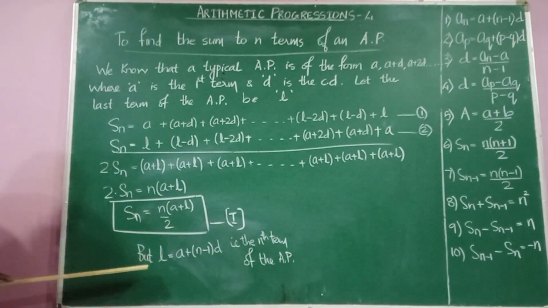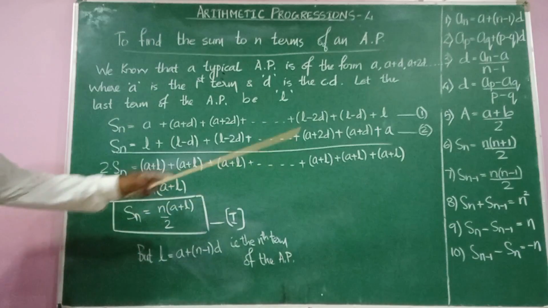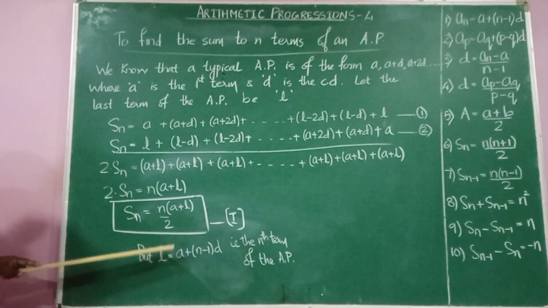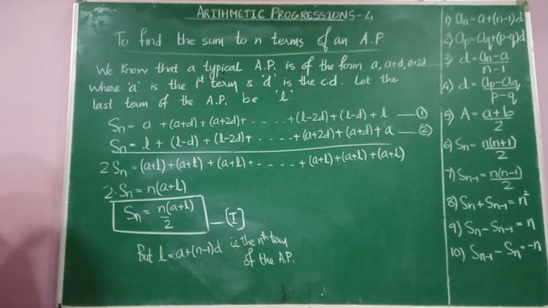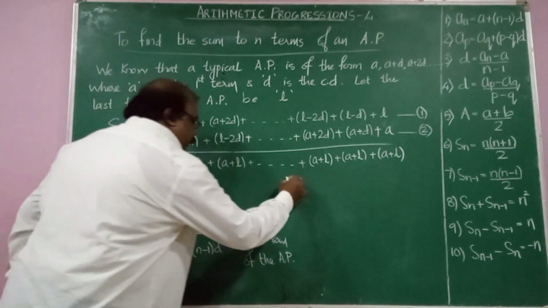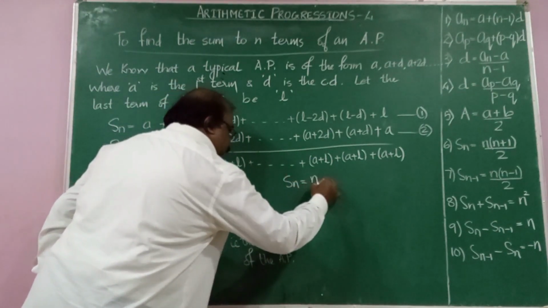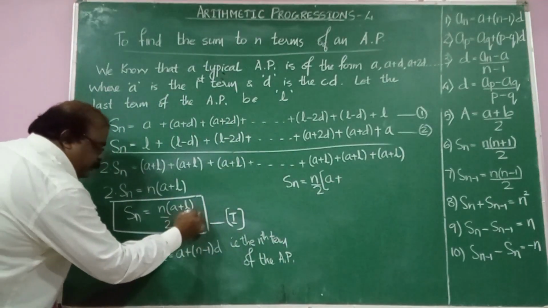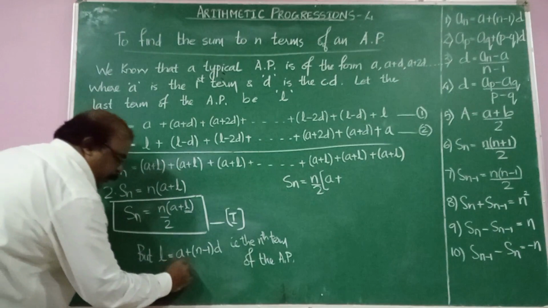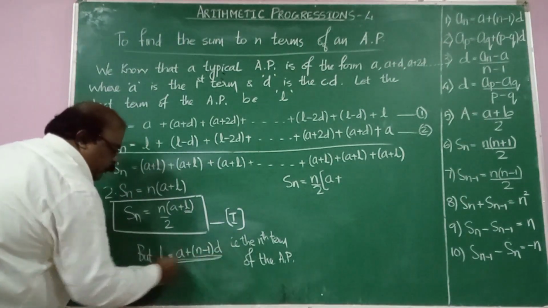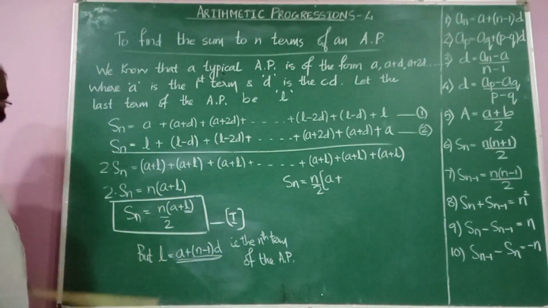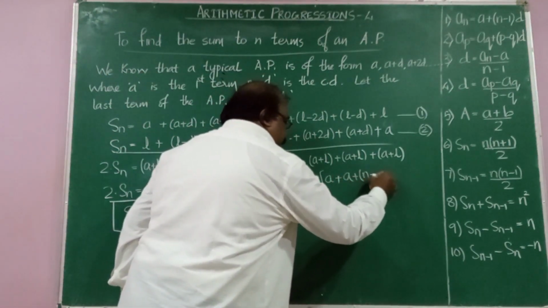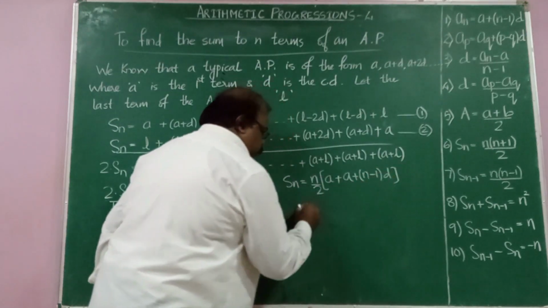What is L? Nth term. Nth term is nothing but A plus of n minus 1 into D. So let me substitute. Instead of L, I will write A plus of n minus 1 into D. So I get Sn is equal to n upon 2 into bracket A, but instead of this L, I am going to write A plus of n minus 1 into D.